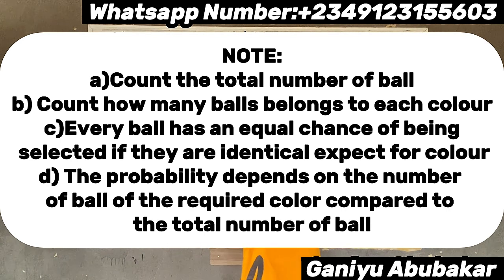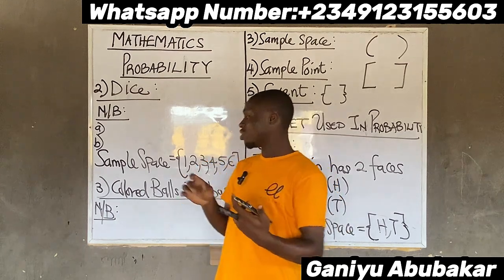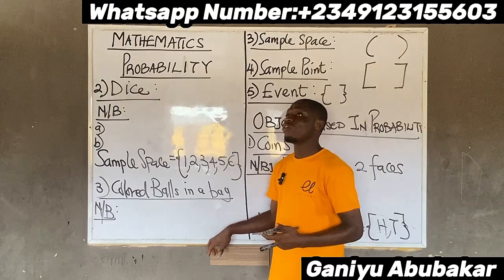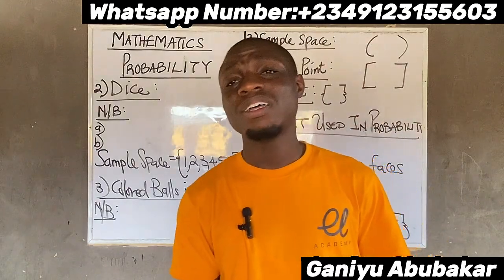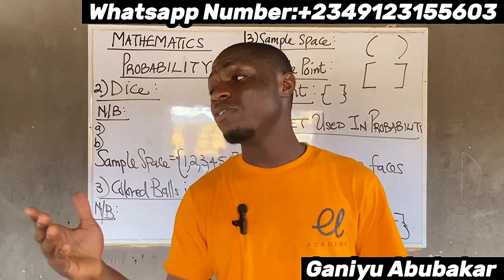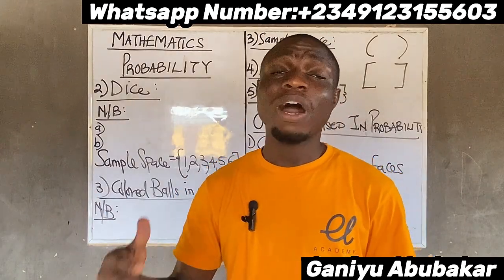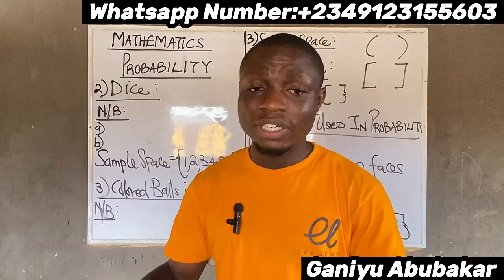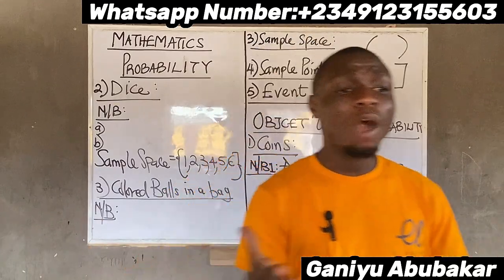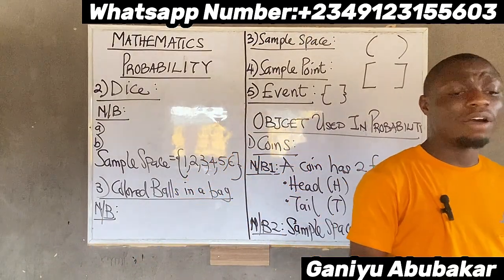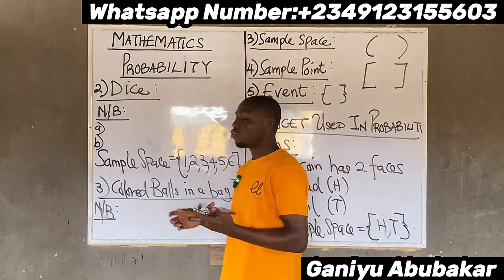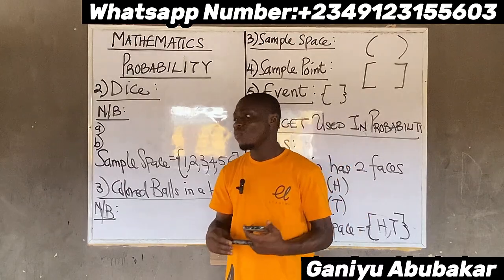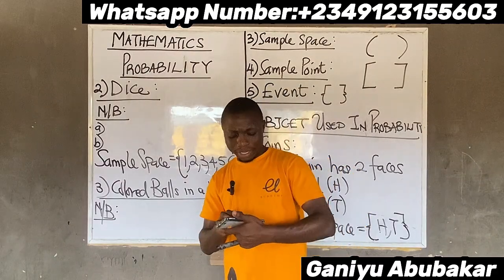These are what I want you to note for colored balls. Your first task is to check how many balls there are in total. Don't focus on whether it's green or red or blue. How many balls are there in total? When you have done that, then segment them. How many red do we have? How many blue? How many pink? From there, you can move on to solving the problem. These are the things to note when it comes to colored balls in a bag.